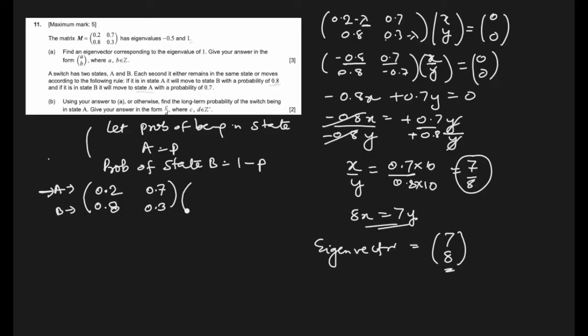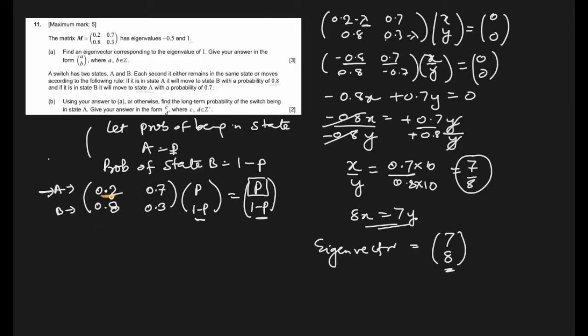Okay, long-term. That means if probabilities are P and 1 minus P after some state, say after the 20th state, the probability remains that in the next stage also. Even after applying this matrix, the probability remains what it is. So let's compare state A, because they're saying find the long-term probability of the switch being in state A. So we assumed state A as P, we have to find P. So let's find an equation in terms of P.